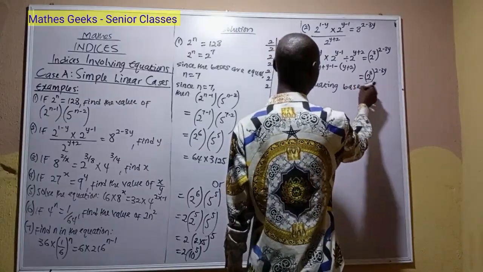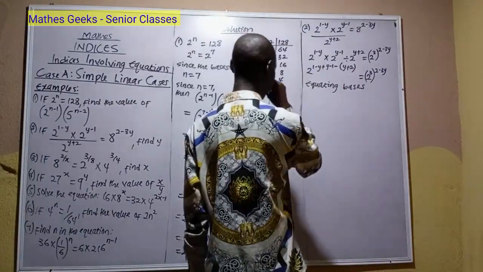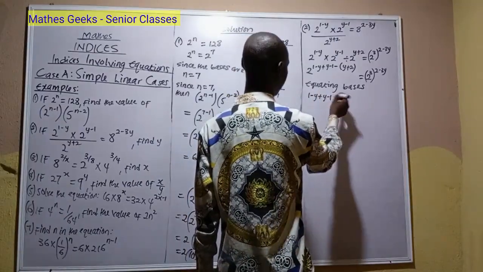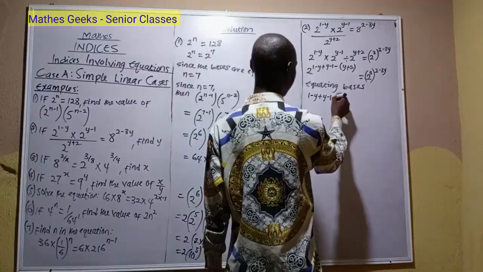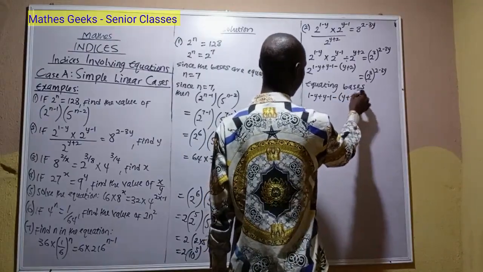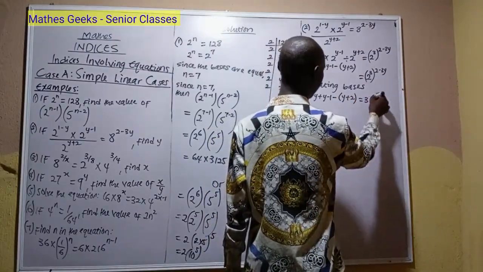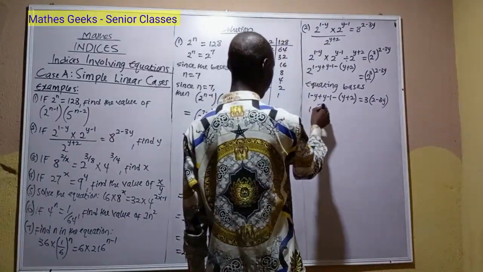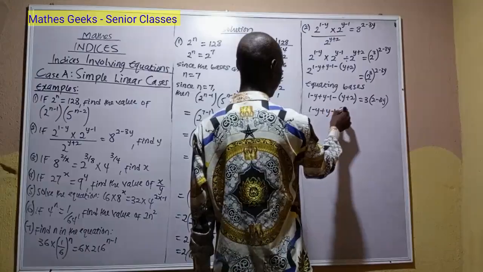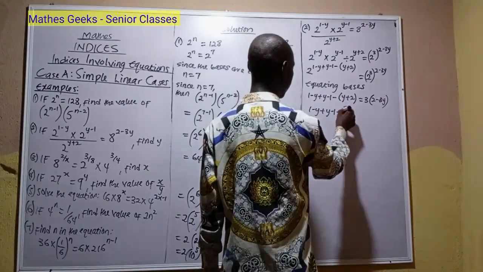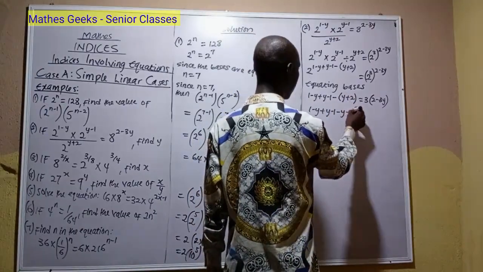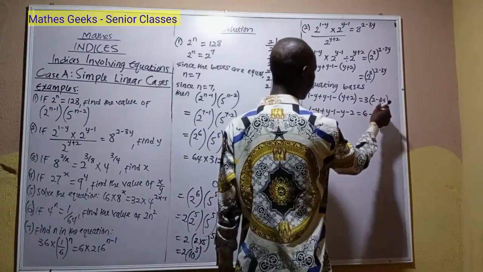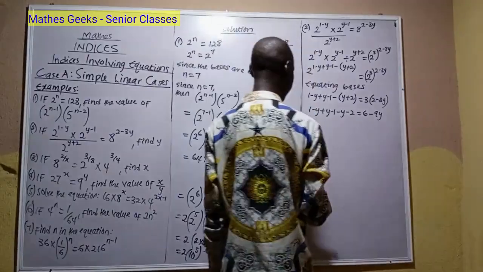Equating the powers, we're going to have 1 minus y plus y minus 1 minus y plus 2 equal to 2 minus 3y. So 1 minus y plus y minus 1 minus y plus 2 equal to 3 times 2 is 6, 3 times minus 3y is minus 9y.